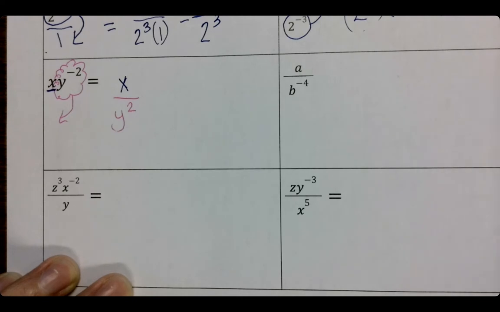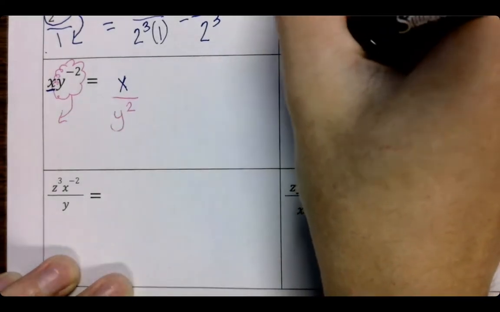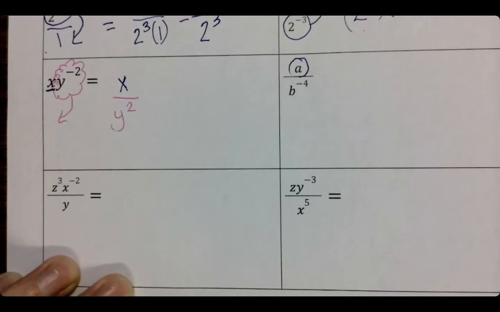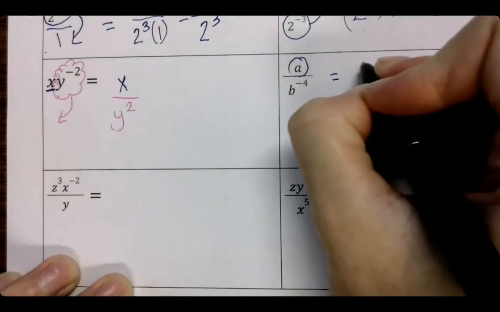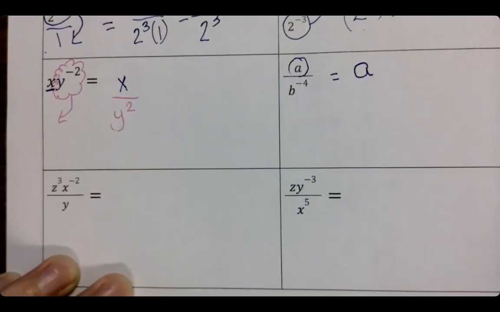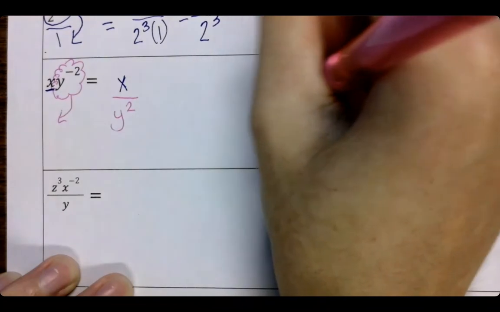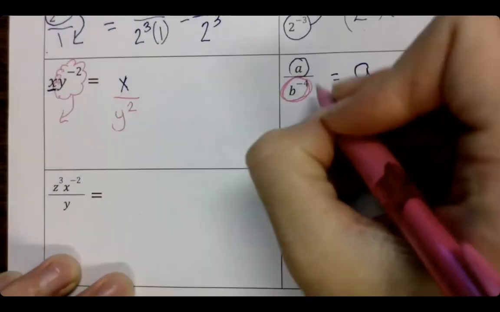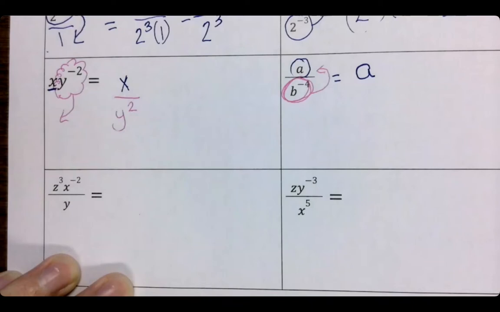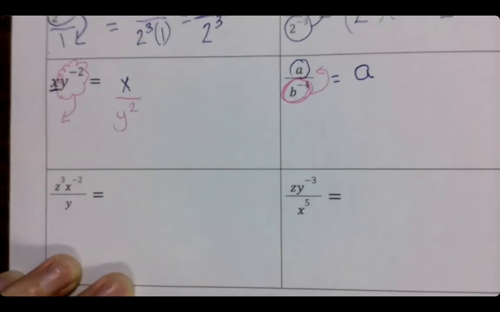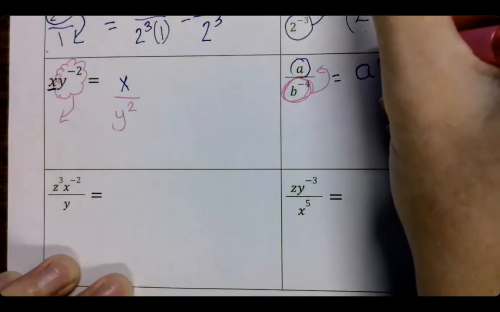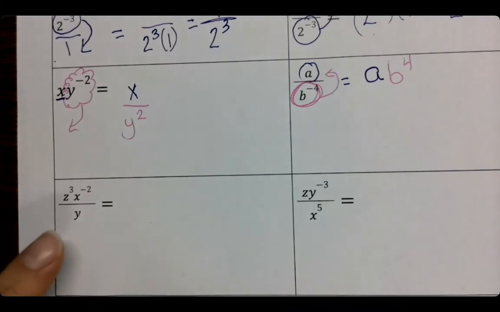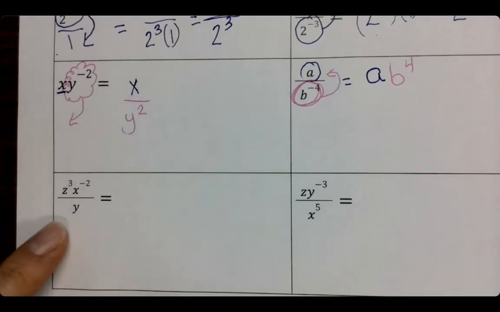Okay? Let's do the same thing with this one. Does the a have a negative exponent? It does not. So it is going to stay exactly where it is. Does the b have a negative exponent? It does indeedy. So that is going to move up top and going to become a what? B to the positive 4. I want you to try this one.